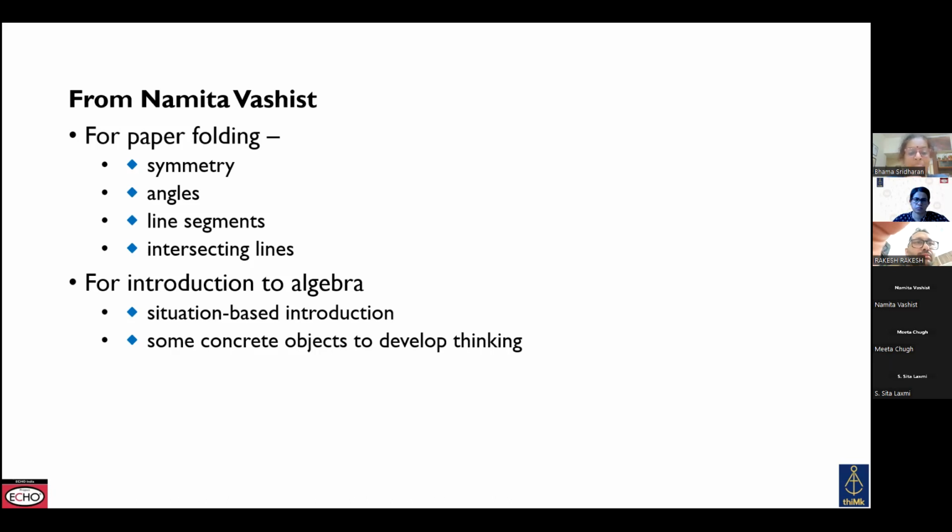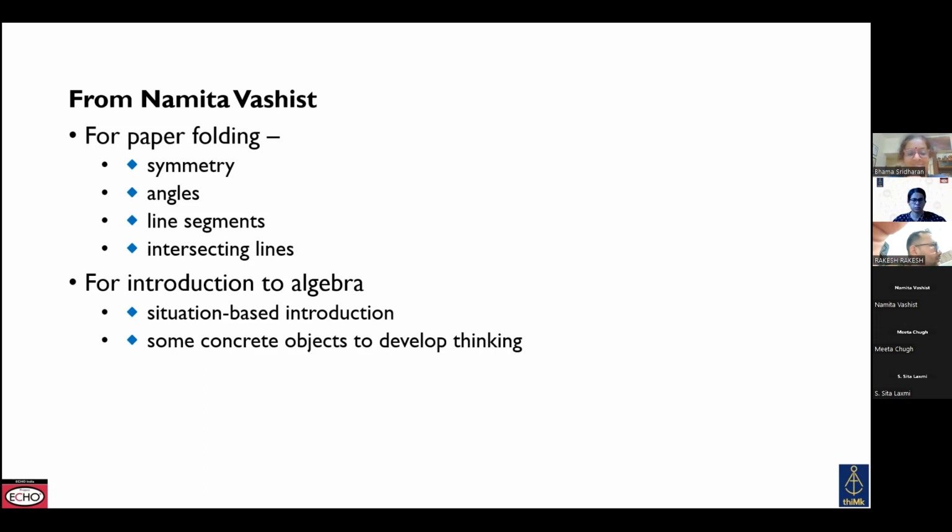And then the line segments are also there. Obviously, you can find the shorter ones and the longer ones, or the overlapping ones also. So paper folding, in my view, can be used in these ways: symmetry, angles, line segments. Another idea which I had used in my class is drawing rangolis. Rangoli patterns also give us the same thing.